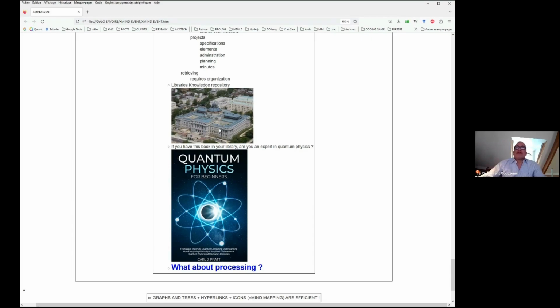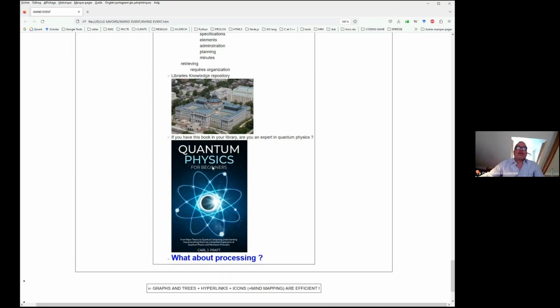So it's not the fact that you are close to the books or you are in a library that you are knowledgeable. It's not because you have a quantum physics book that you are a specialist in quantum physics. It's just that you have the book. That's all it means.